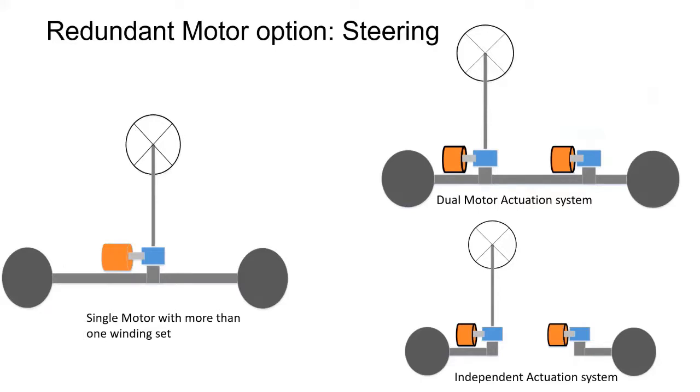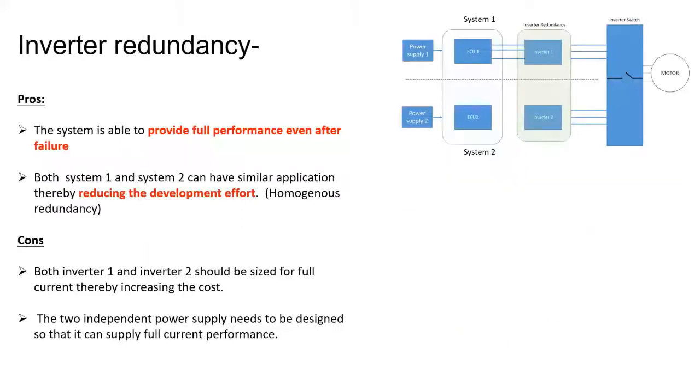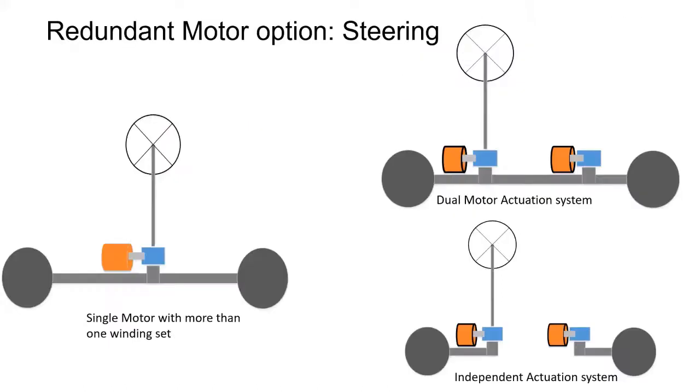So this is just showing the redundant motor option. In case of motor failures, like we talked about inverter failures and sensor failures, what happens if a motor failure happens, a phase-to-phase short or something in there? How do we have redundant options? The major ones we are actively working on are called single motor with more than one winding set. So now we are coming into motor architecture.